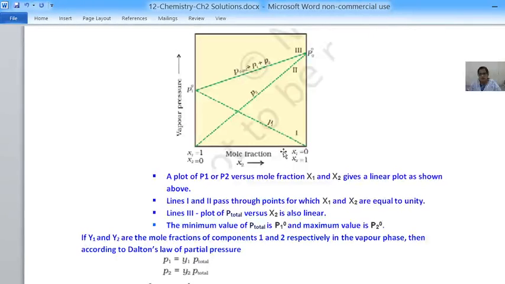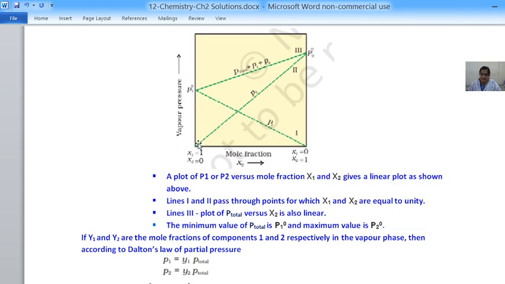Okay, so this is line 1, that is P1. Always you should remember, mole fraction varies linearly with partial pressure. As partial pressure increases, mole fraction increases, or as mole fraction increases, partial pressure also increases. So this is line 1. Next, moving on to line 2. Line 2 is a plot of P2 versus chi2. Line 1 is a plot of P1 versus chi1. Okay, line 2 is a plot of P2 versus chi2.